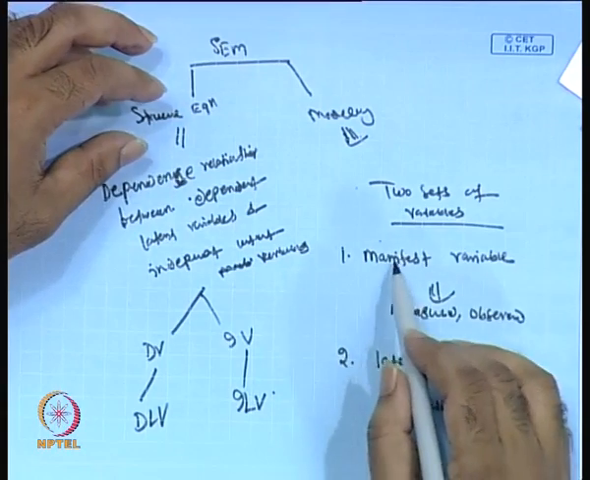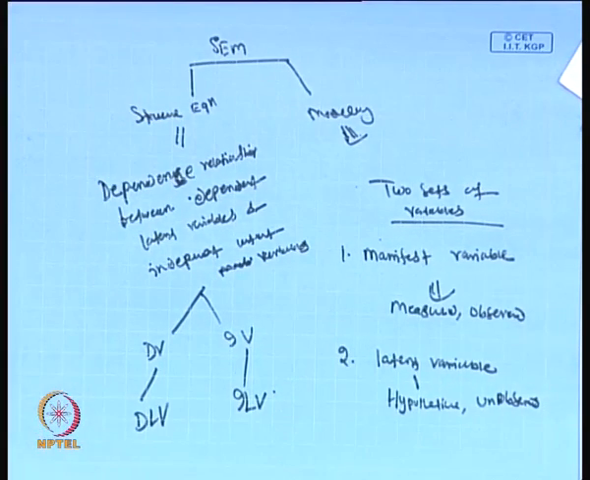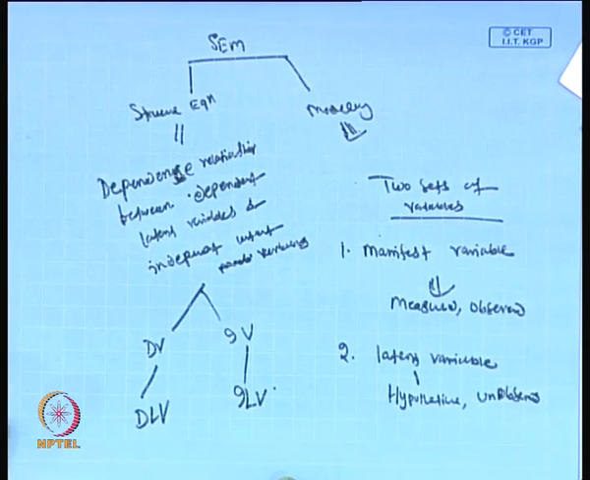So there are two kinds of variables. One is called manifest variables and another is called latent variables. Manifest variable is nothing but a measured or observed variable. Latent variable is nothing but a hypothetical and unobserved variable. Data is usually available for manifest variables, then ultimately we have to create a latent variable with respect to these manifest variables.